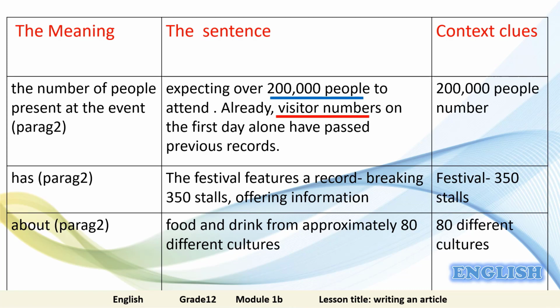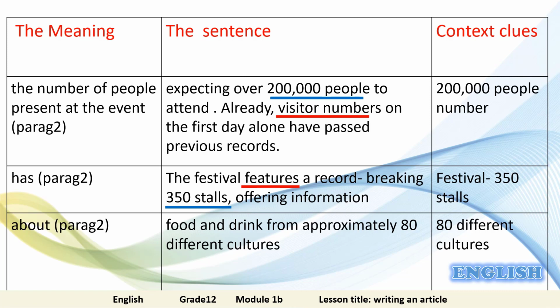The following word is has. We need to look for a word that has the same meaning of has. The festival features a record-breaking 350 stalls. So the festival has a record-breaking 350 stalls. How can you tell from the two words through 350 stalls? So does it sound correct? The festival has a record-breaking 350 stalls? Definitely.